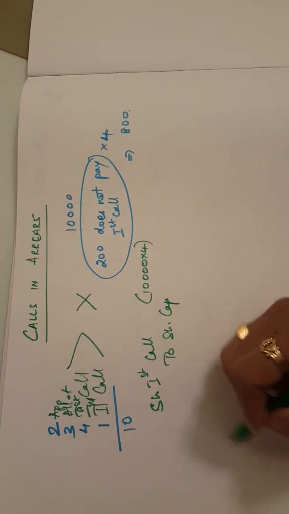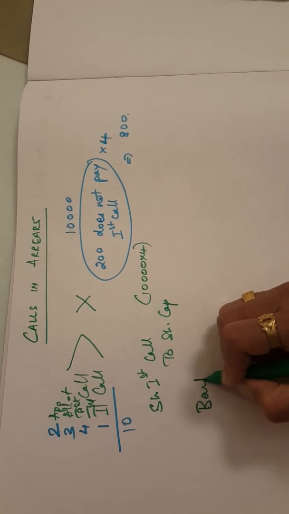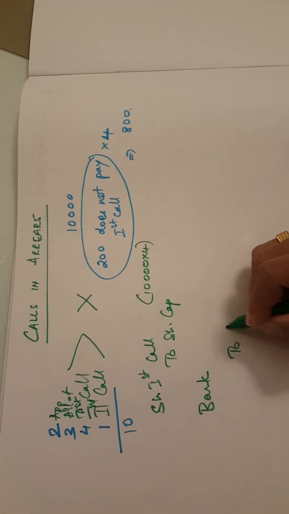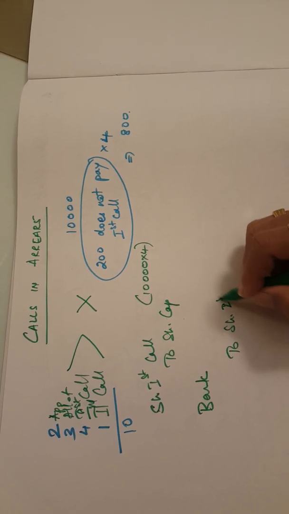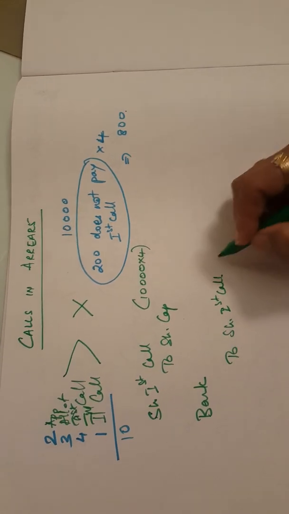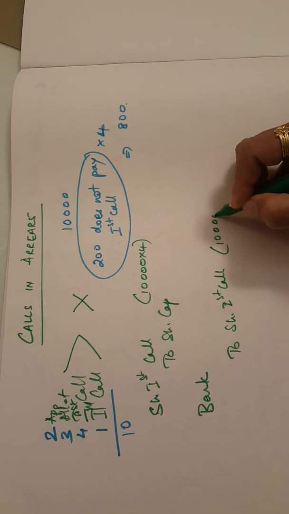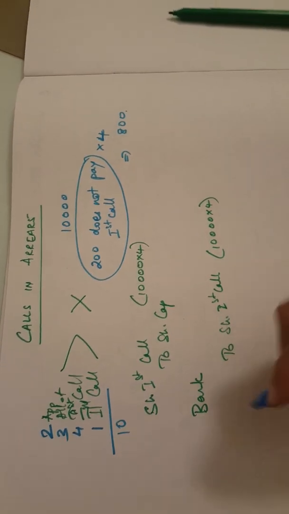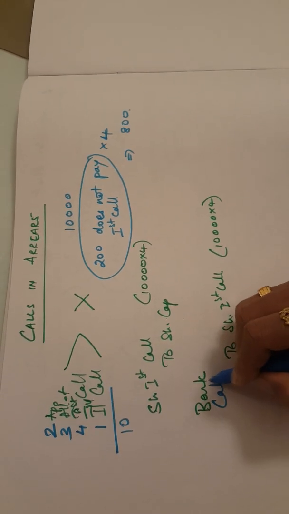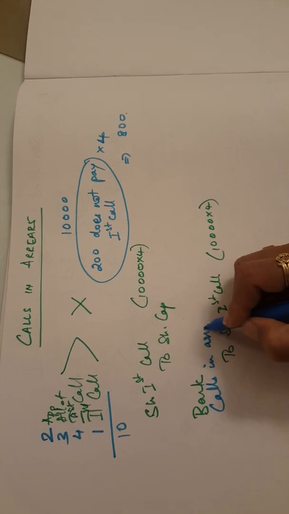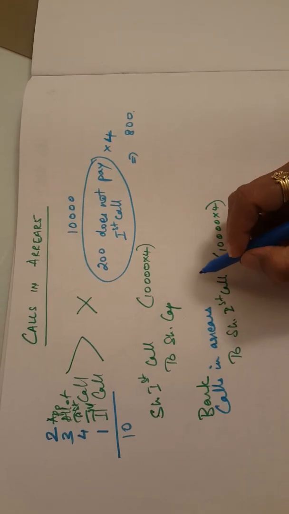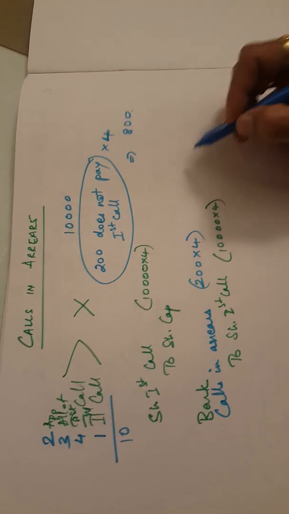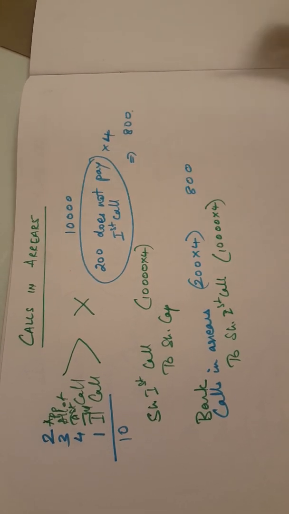However, at the time of receiving money, we are not receiving the money on the 200 shares. So we will only get the balance amount. So here share first call still remains 10,000 into 4. However, we open a new account here known as calls in arrears, which is 200 shares at rupees 4 each. So that comes to 800.